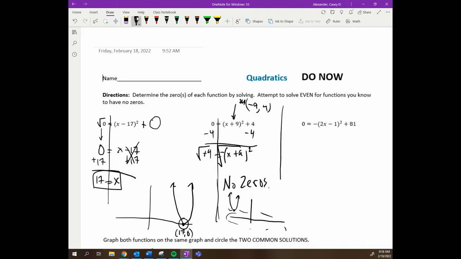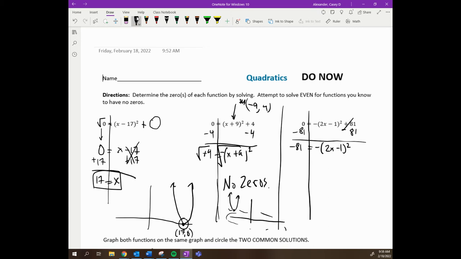The last one's a little tricky, I think, because you've never seen a 2x inside the parentheses before, but hopefully you were able to figure out that you can still solve this. You know how to solve this. If you subtract 81 from each side, you get a negative 81. And then on this side, it's a negative 2x minus 1 squared.